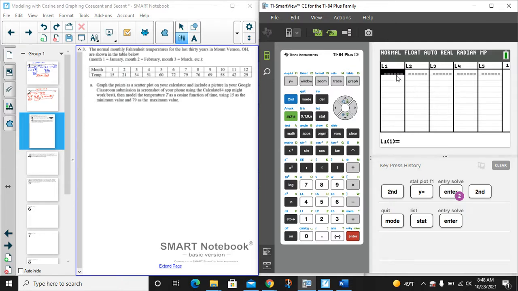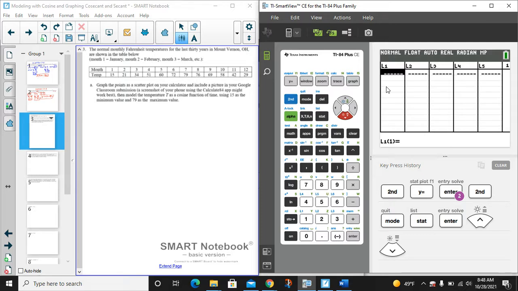Be careful, though, that you don't go up to L1 and hit the delete button, or it will delete the whole L1 and you will no longer have an L1. You can, however, hit the clear button and then it would clear out that whole list when you come down. So do keep that in mind. I'm going to go ahead and type in all of our data here.